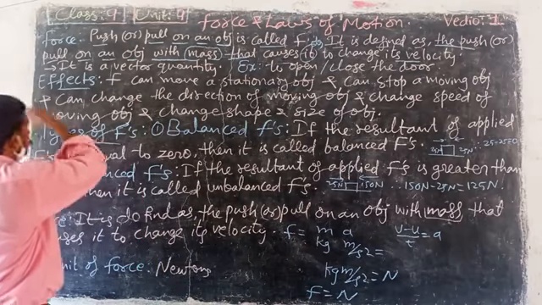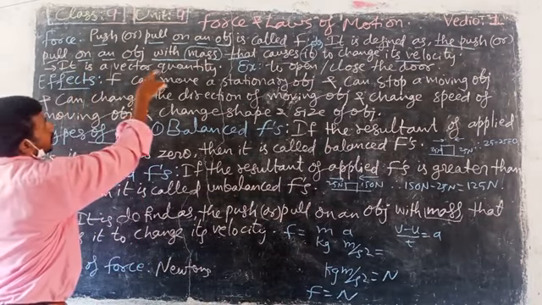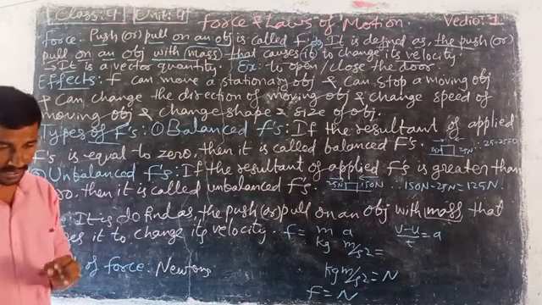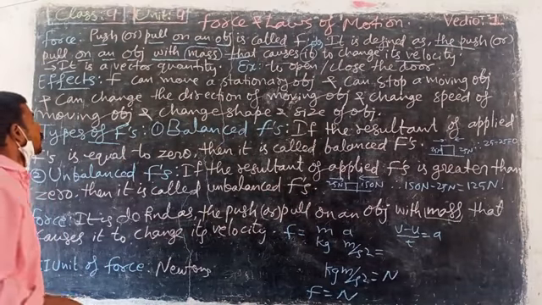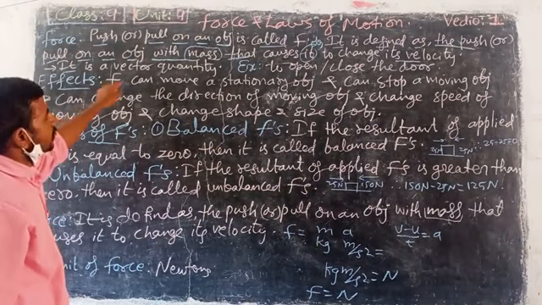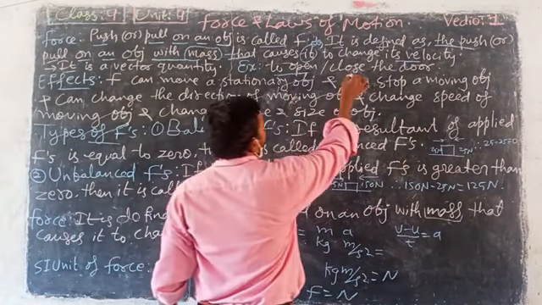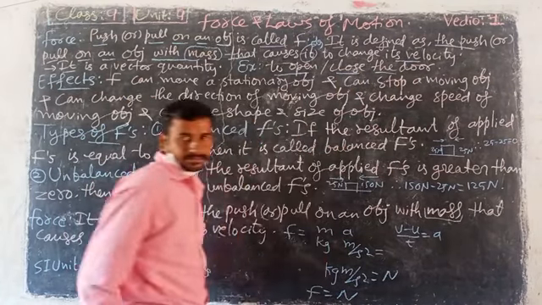Next, force is a vector quantity because force has direction and magnitude. Look here. Next, for example, to open or close the door.